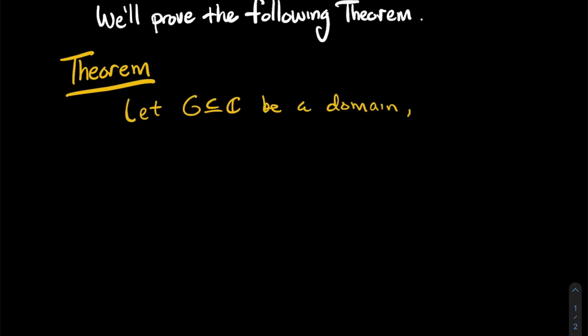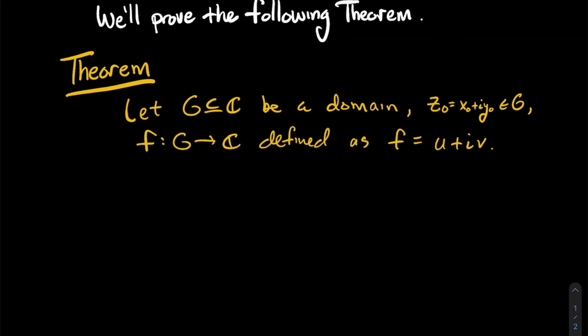So here's some setup. Let's let G be a domain in the complex plane. When I say the word domain there, I mean it in the topological sense, that G is an open, connected set. Let's let z0 be x0 plus i y0, and let's just let that be a specific point in G. And let's say we've got a function whose domain is G and whose output is a complex number, and we're going to refer to the real and imaginary parts of this function as u being the real part and v being the imaginary part.